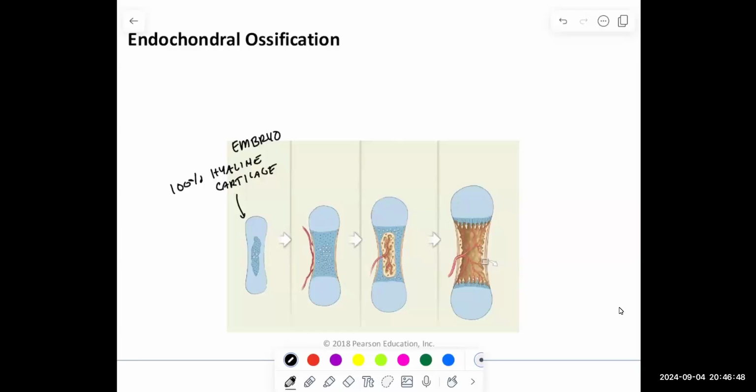Well, one of the first things that happens is the inner center starts to get eaten away. Your body starts to kill the cells in the center, and it starts to make a cavity in the center. So it starts to dissolve the cartilage inside to the point where it makes a cavity. Folks, this will become the medullary cavity.